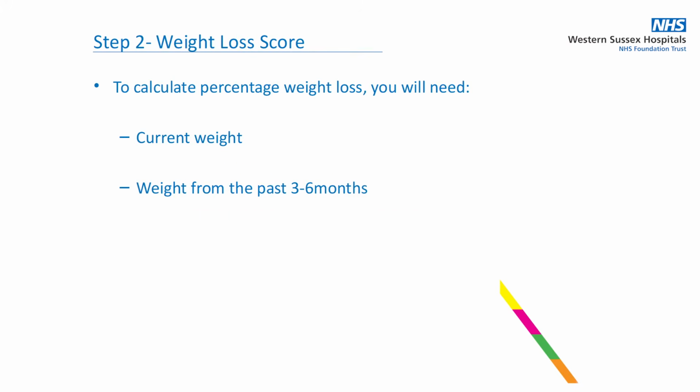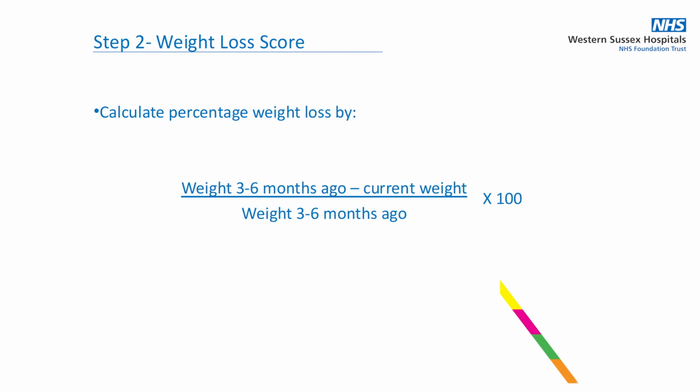Step 2. Unintentional weight loss. This determines the percentage of unintentional weight loss in the past 3 to 6 months. To calculate the percentage weight loss, you will need the individual's current weight and their highest weight from the past 3 to 6 months. Calculate percentage weight loss by using this calculation.